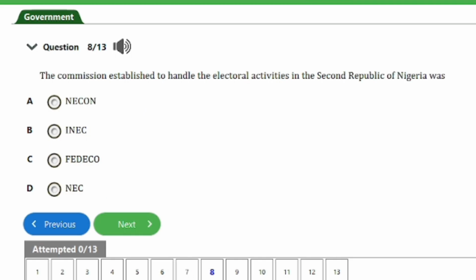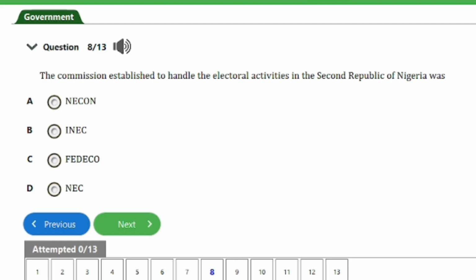So guys, the next question we have here is question number 8. It says, the commission established to handle the electoral activities in the Second Republic of Nigeria was A. NECON, B. INEC, C. FEDECO, and D. NEC. So guys, the answer to this question is option C, and that's FEDECO. And that's it for this question, guys. Let's head on to the next one, guys.